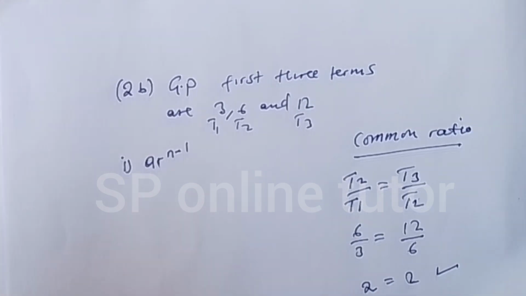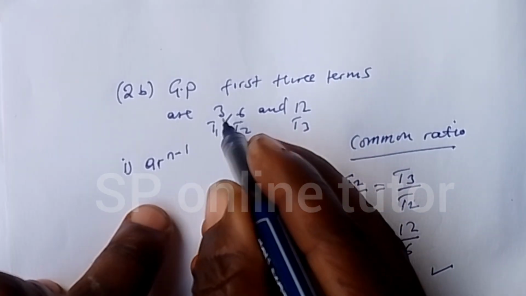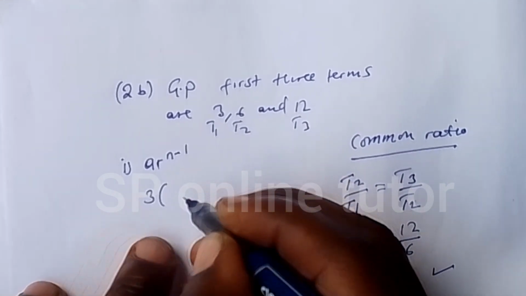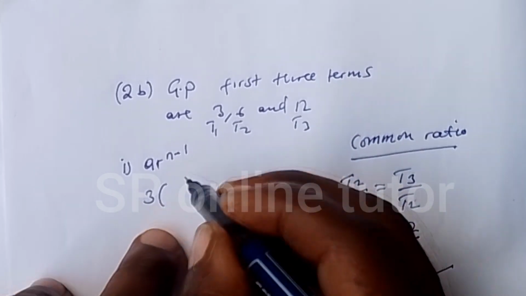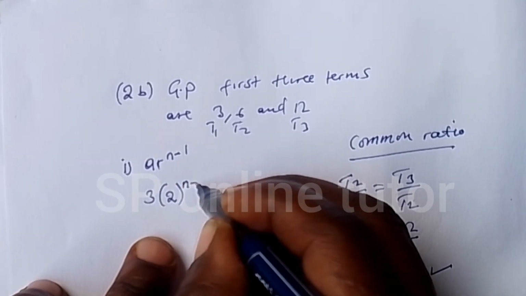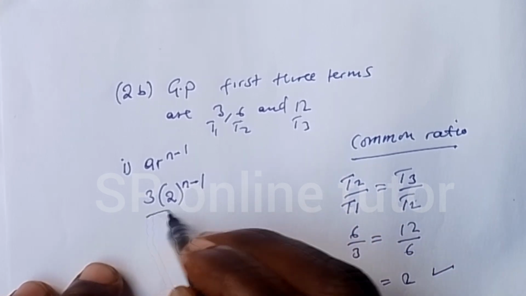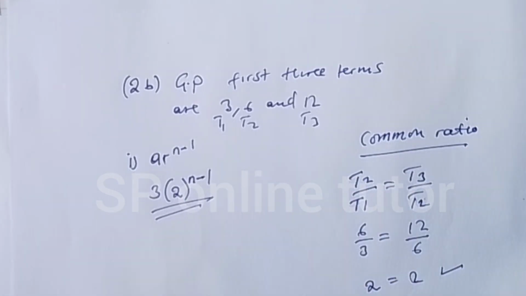Now let's find the nth term for the GP. The first term is 3, then in brackets the common ratio, which is 2, and we don't have n, so it will be n minus 1. So it will be 3 times 2 to the power n minus 1. This is the nth term which they were looking for.